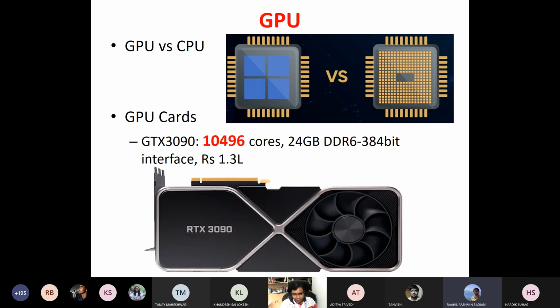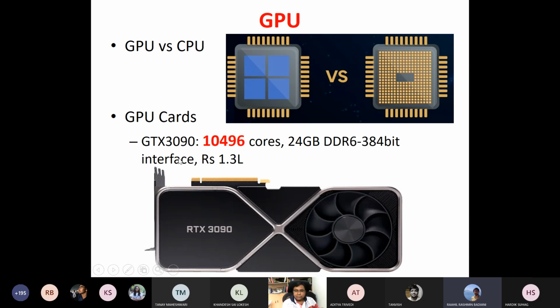Just like ants. So they will be very, very small cores. But for some applications, this will give huge performance. So GPU versus CPU: the GPU has a huge number of very, very small cores, while the CPU on the right side has a few big cores. Same area, but we are able to see a huge number of cores.